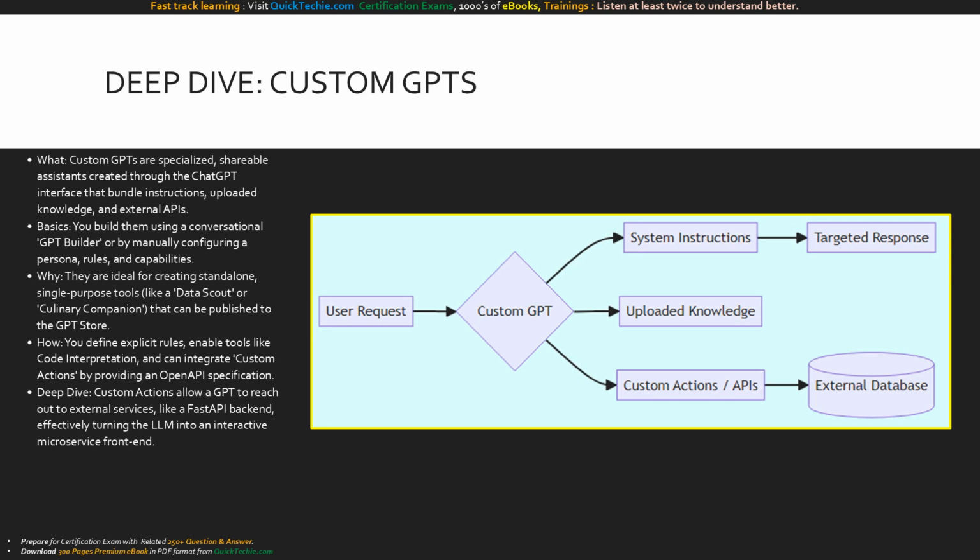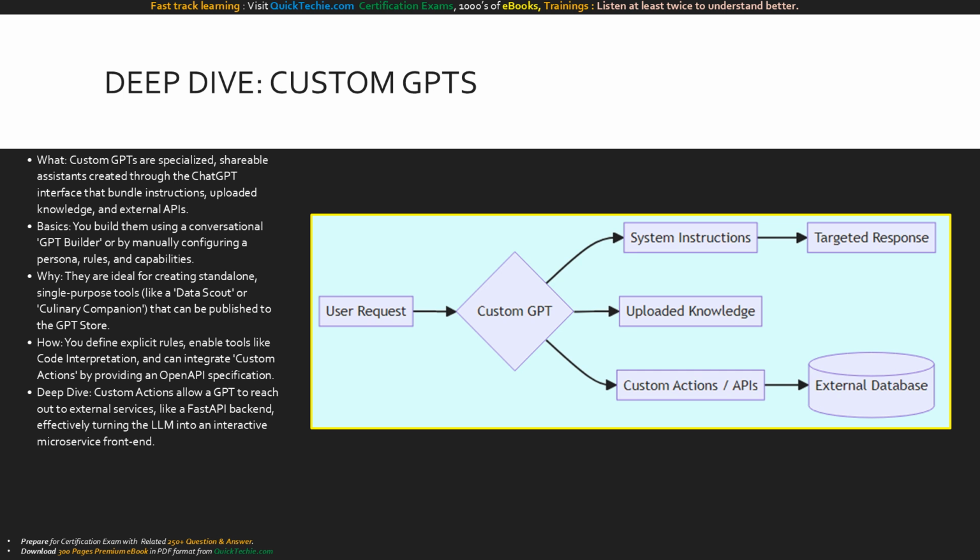Let's examine custom GPTs. A custom GPT is a specialized assistant created within ChatGPT. You build them using the GPT builder, defining a specific persona, a strict set of rules, and uploading reference files. Why build a custom GPT? They are phenomenal for creating highly focused, single-purpose tools.